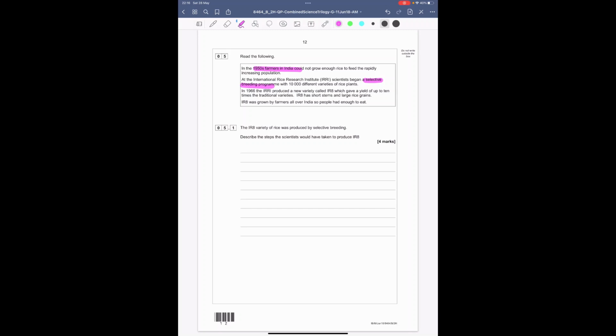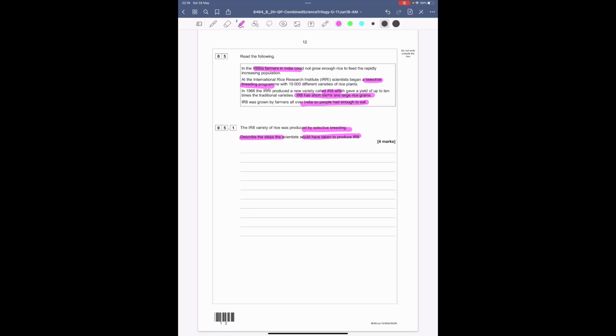In 1966, the IRRI produced a new variety called IR8, which gave a yield up to 10 times the traditional varieties. IR8 has short stems and large rice grains. IR8 was grown by farmers all over India, so people had enough to eat. It was produced by selective breeding. Describe the steps that scientists would have taken to produce IR8.